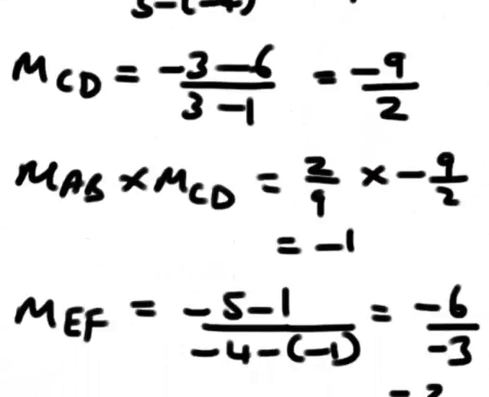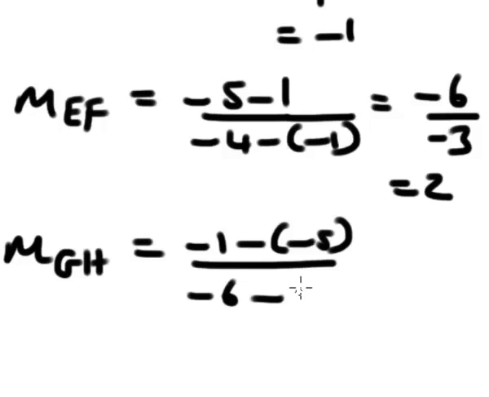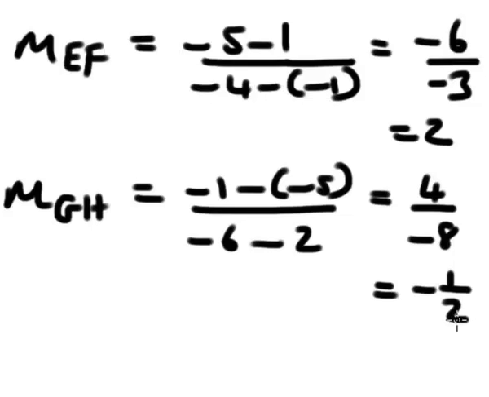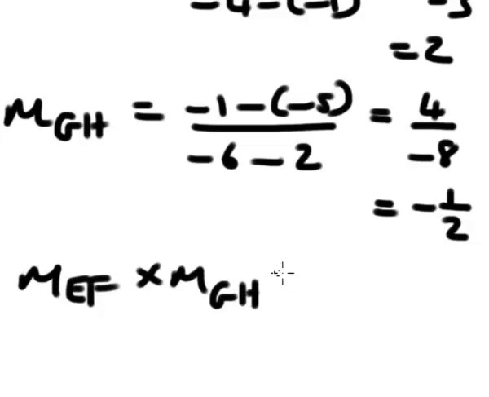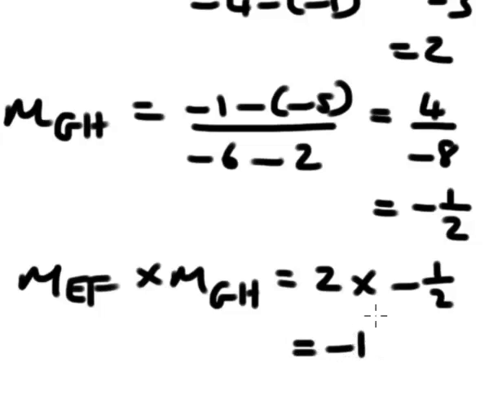Let's go here, negative 6 minus 2. So what's that? That's negative 1 plus 5 is 4, divided by negative 8 for the bottom guys there. And that simplifies to negative a half. Now watch this. The gradients aren't equal, but when you multiply the gradients of these perpendicular lines, you're going to get 2 multiplied by negative a half. And guess what? That is negative 1.